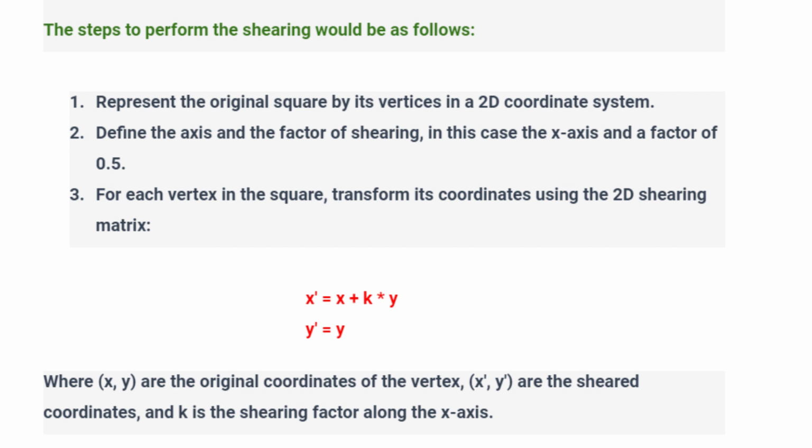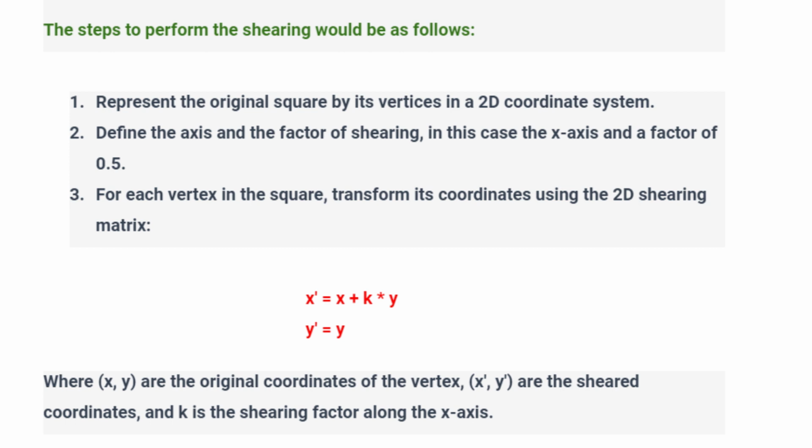Represent the original square by its vertices in a 2D coordinate system. Define the axis and the factor of shearing, in this case the x-axis and a factor of 0.5. For each vertex in the square, transform its coordinates using the 2D shearing matrix.